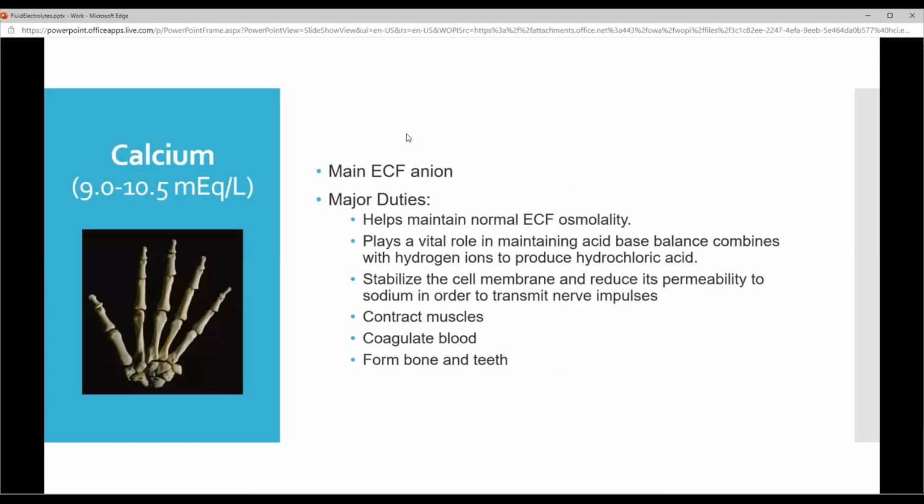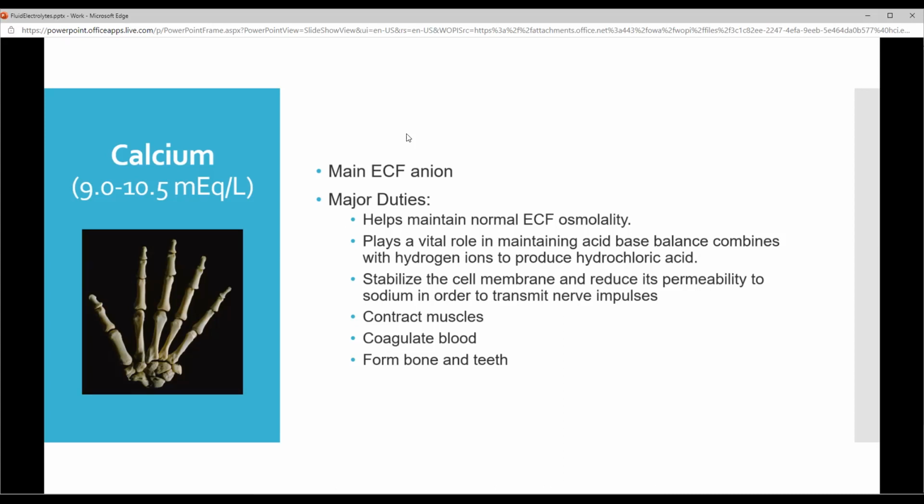Calcium. Calcium's mainly found in the extracellular fluid. Obviously, we know it plays an important role in the formation of bones and teeth. It also plays an important role in heart function and blood clotting, coagulating the blood. The main thing you're going to monitor for with calcium, when we get to it, is the excitability of the muscles and tetany.